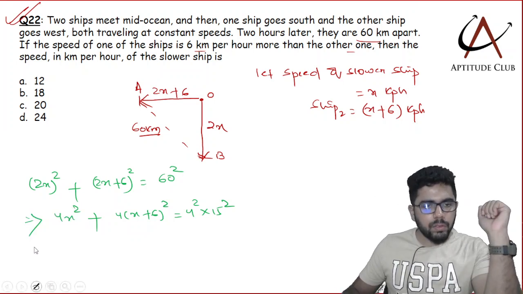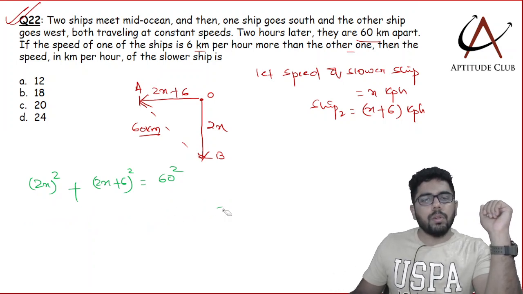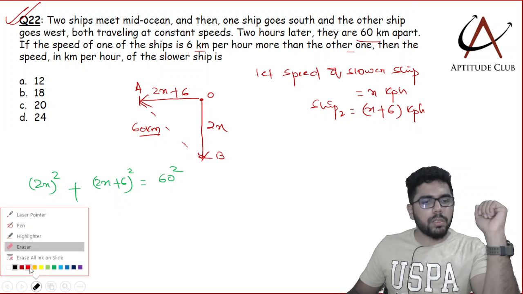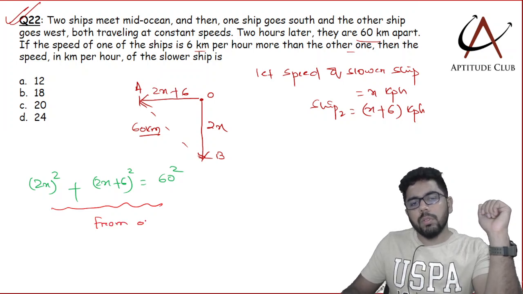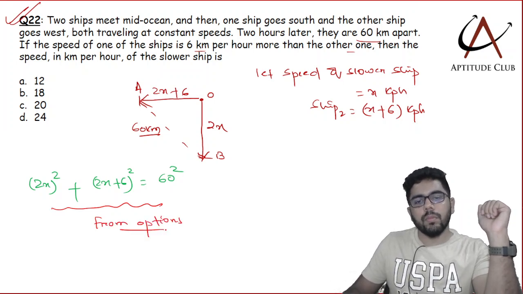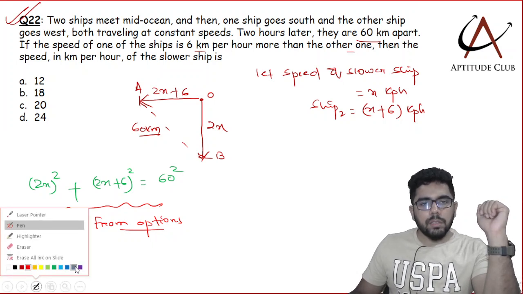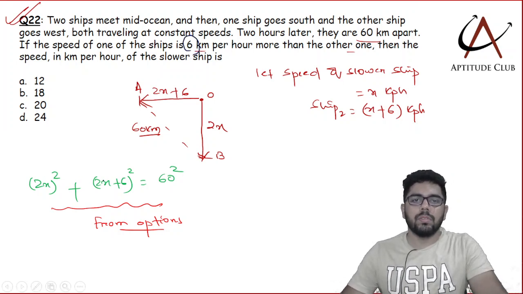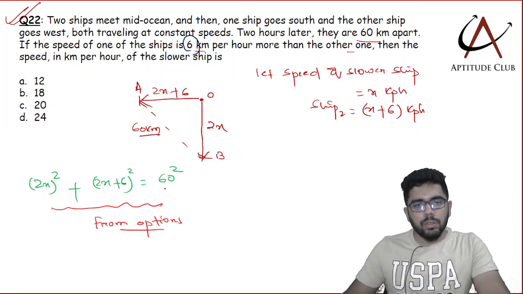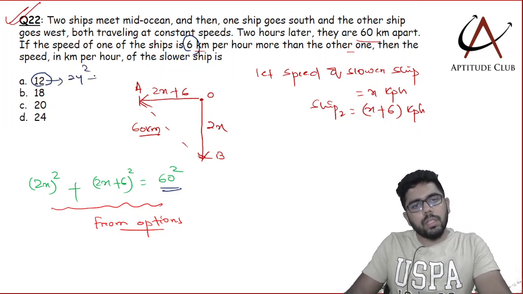Or even better, we don't need to do these things. We should look at the options. In the options, it is a Pythagorean triplet. So from this, no need to solve this quadratic. You can conclude from the options very easily. Now, if 6 km per hour is the difference per hour, the difference between these two should be 12. Okay. So 60². If I am taking this option 20, this as 12, so I'll get 24² plus 36².